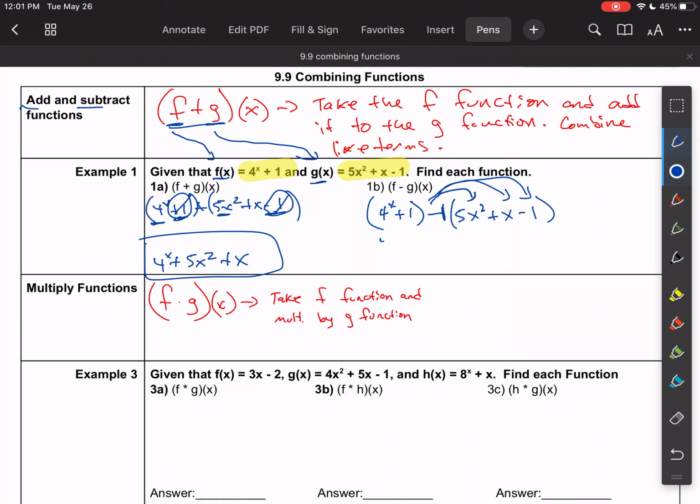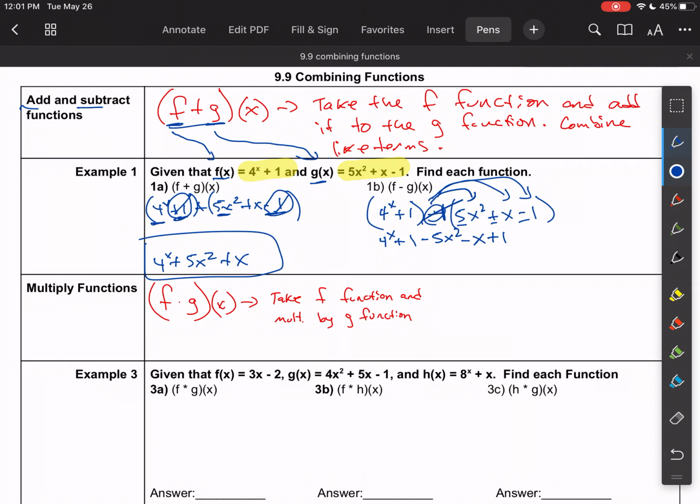So my next step would look like this. 4 to the x plus 1, that doesn't change. But then I'm going to distribute a negative to every piece. So instead of positive 5x squared, we're going to now have a negative 5x squared. Negative 1 times x would just give me negative x. So notice I'm just changing the signs. All the signs changed, and then this negative sign goes away, because I distributed it out.